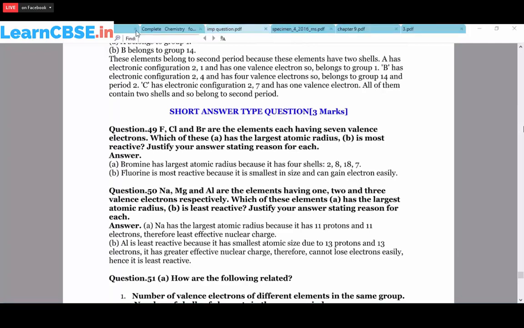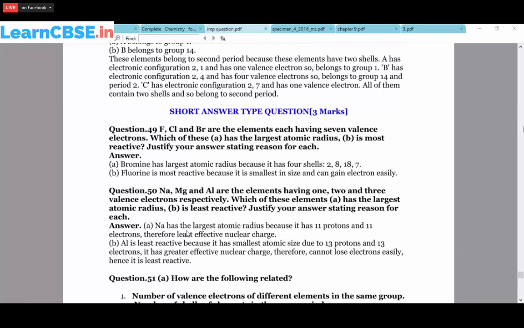easily. Okay. Next question. Sodium, magnesium and aluminum are the elements having 1, 2 and 3 valence electrons respectively. Which of these elements has the largest atomic radius and is least reactive? Justify your answer, stating reason for each. Okay, sodium, magnesium and aluminum. Sodium has 1 valence electron, magnesium has 2, aluminum has 3.